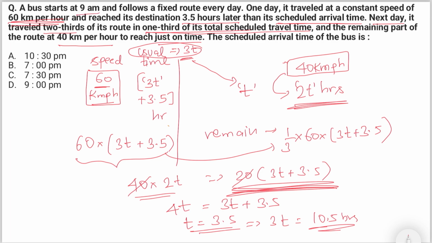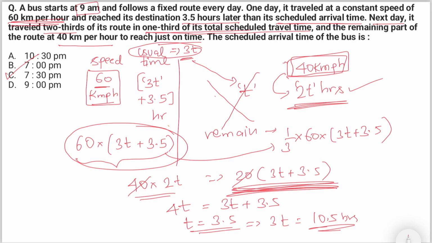10.5 hours after 9 a.m. is nothing but 7:30 p.m. Option C is the answer to your question. So the trick here is to understand that the first two-thirds can be neglected. Only focus on the remaining one-third. The remaining one-third of the distance is one-third of this value, which is covered at 40 kilometers per hour in 2t hours. The distance covered should be the same. So 40 into 2t is the remaining distance, one-third of this. And thereby we get t, and 3t as 10.5 hours. The scheduled arrival time is 7:30 p.m.